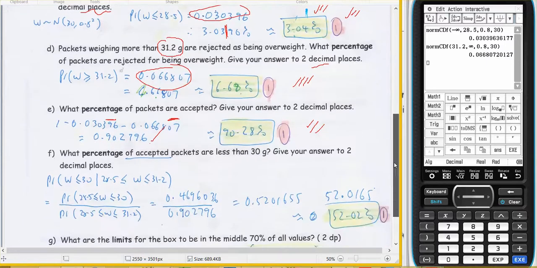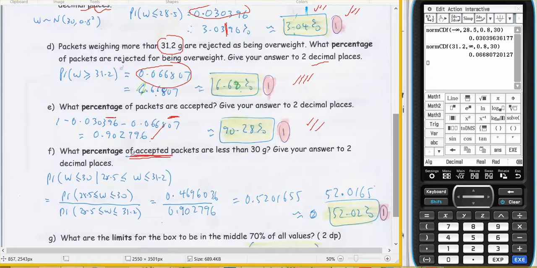Okay, the next question, what percentage of accepted packets are less than 30 grams? Well, this is a conditional. I'm only going to consider the accepted packages. So it's going to be, what's the probability that they're less than 30, given that they're accepted? So between 28.5 and 31.2. Now I know that that's this because I got given that in the last question. Between 28.5 and 30 is this.